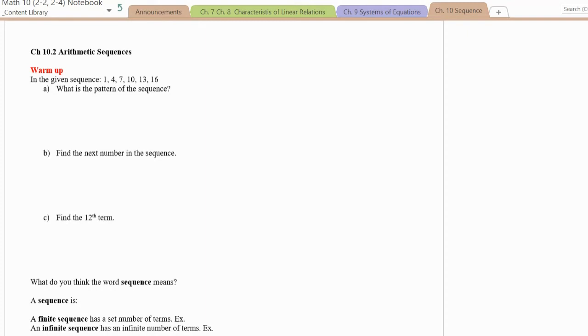Hello everyone! Today we're starting a new chapter, new unit. There's only one section for this chapter. Okay, so today we're gonna learn arithmetic sequence.